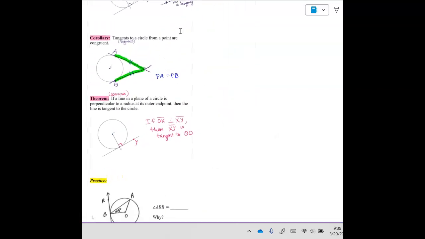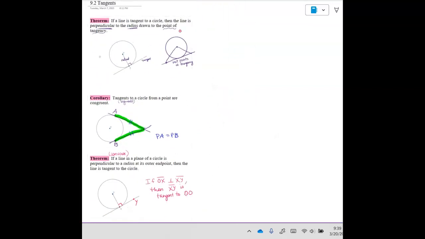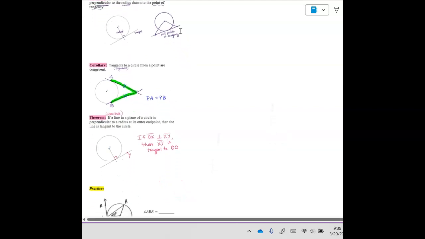So we've learned a couple of theorems and a corollary. So basically, the theorem and its converse tell us that if we have a radius and that meets a tangent at the point of tangency, they're going to be perpendicular. And the converse is if you have a tangent that is perpendicular to a radius at its outer endpoint, then that must be a tangent. That confirms it's a tangent. And then we also have the corollary that if you have tangents to a circle from an exterior point, they are going to be congruent. So they're going to have that same length.